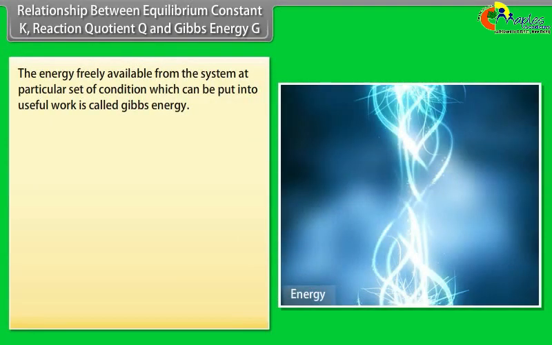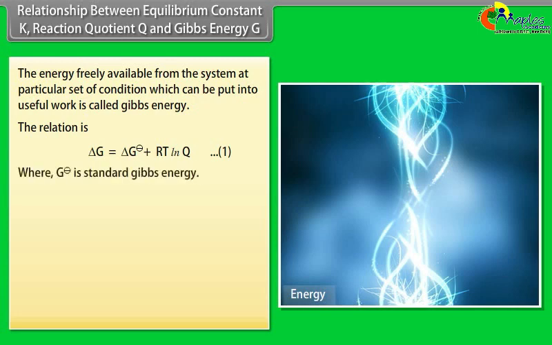Relationship between equilibrium constant K, reaction quotient Q and Gibbs energy G. The energy freely available from the system at particular set of condition which can be put into useful work, is called Gibbs energy. The relation is, name it as equation 1, where it represents standard Gibbs energy.